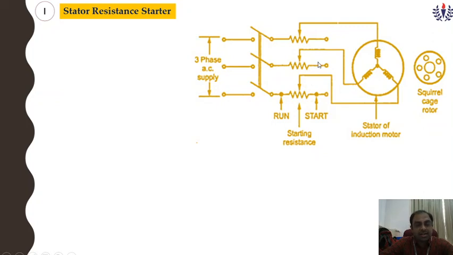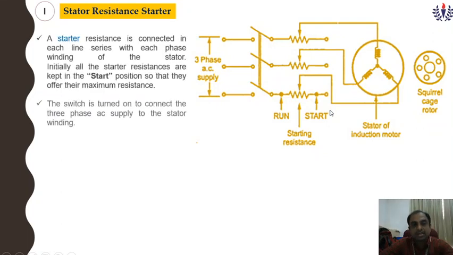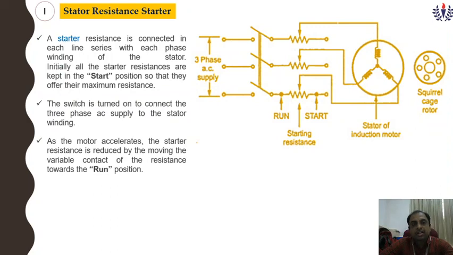Okay, from the stator circuit. When the resistances are entirely removed from the stator circuit, that is, the rheostat is in run position, the rated voltage gets applied to the stator. A start resistance is connected in each line in series with each phase of the winding. Initially all the starter resistances are kept in start, so that they offer maximum resistance.